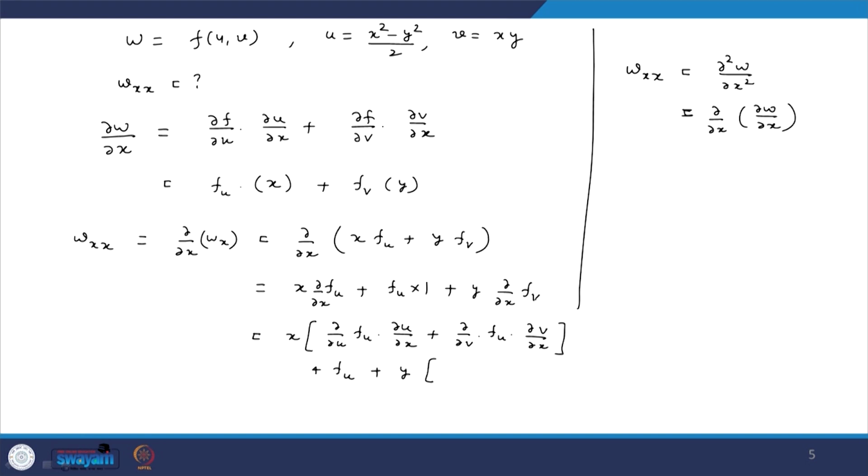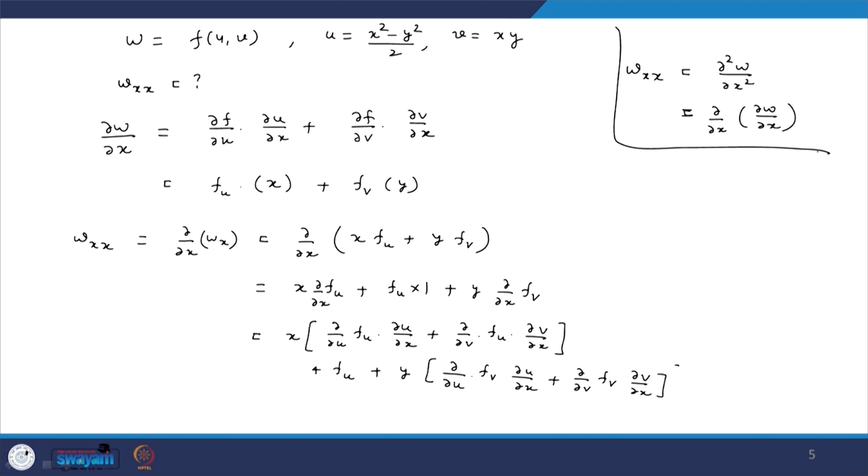Now, again here this f_v is a function of u and v, which are in turn functions of x and y. So, again we will apply the chain rule in this expression. So, we will obtain del by del u of f_v, into del u by del x, plus del by del v of f_v into del v by del x. Okay. So, let us further simplify it. So, this will give, this is further equal to x times del by del u of f_u.